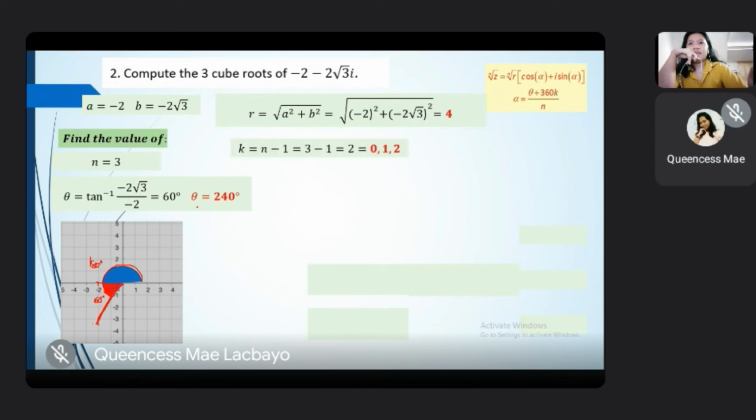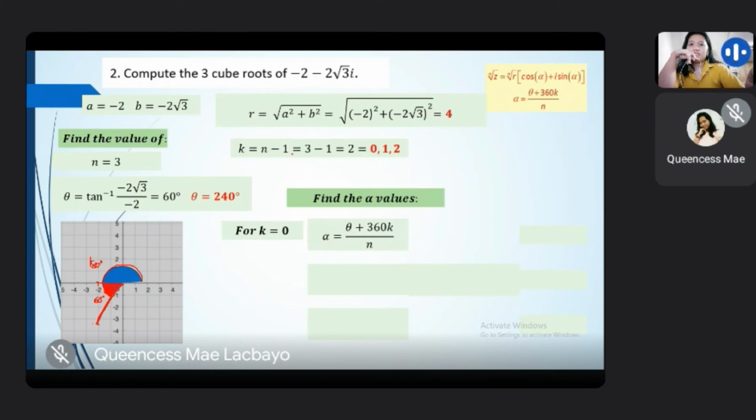Then k goes to n minus 1. Since n is given as 3, we have 0, 1, and 2, same as the last problem. So, 3 minus 1 is 2, that is our limit. Find the alpha values for k equals 0. The formula is theta plus 360k over n. Since theta is 240, we have 240 plus 360 times 0 over 3. 240 divided by 3 is 80 degrees.